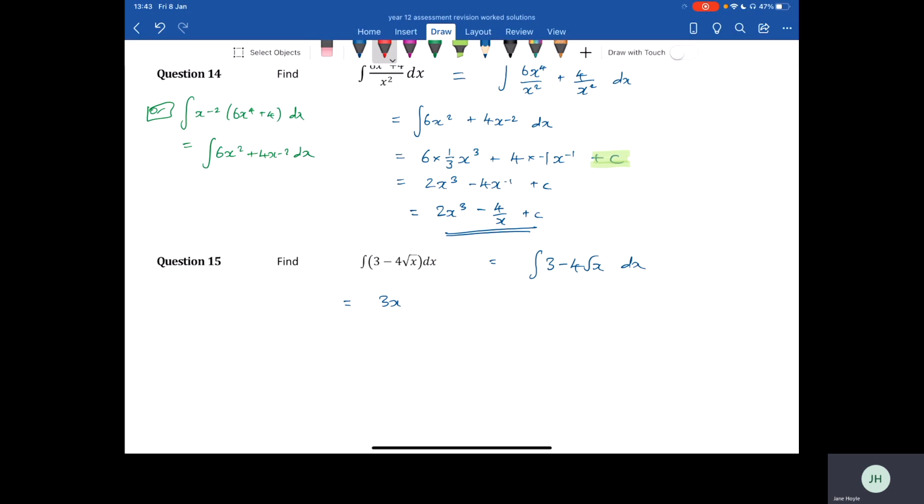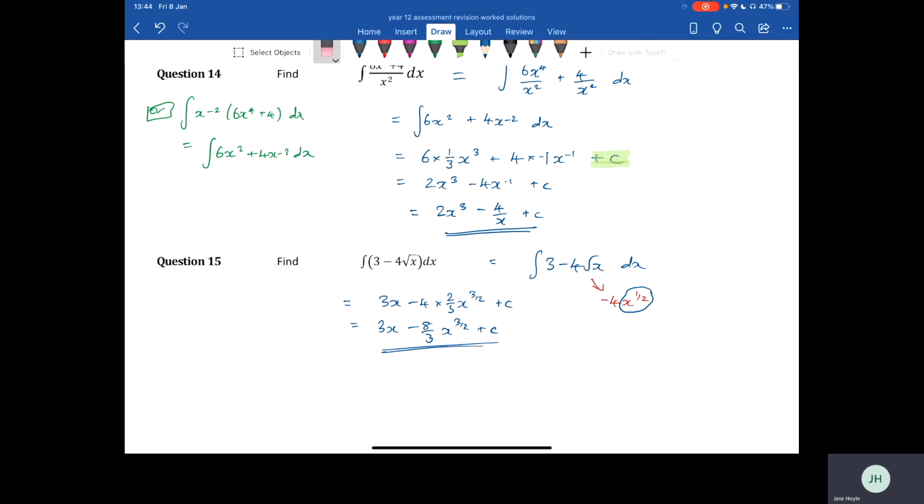I've written that as 4x to the half. Now that I've done that, I'm going to write the negative 4 down, and then I'm going to think about integrating the x to the half. Add 1 to the power, dividing by the new power; dividing by 3 over 2 is just the same as multiplying by 2/3. Plus I've got my constant, and then tidying that up, 4 times 2/3 is 8/3 x to the power of 3 over 2 plus c.